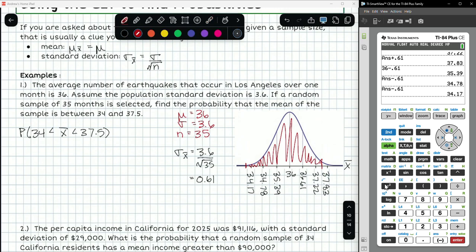I'm going to do this on the TI-84. So I'm going to do normal CDF: lower bound, upper bound, mean, standard deviation. So my lower bound is 34, my upper bound is 37.5, my mean is 36, and then for my standard deviation, I'm going to enter the formula 3.6 divided by the square root of 35, so I get a nice precise answer.